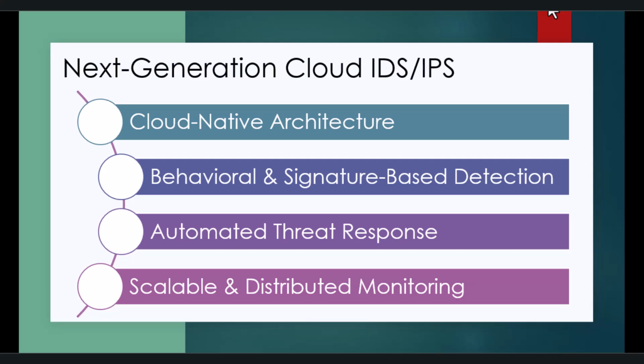Behavioral and signature-based detection. This uses both known attack signatures and behavioral analytics to detect anomalies. It employs machine learning to identify zero-day threats and insider attacks. Automated threat response, supporting real-time blocking, alerting, and remediation workflows. Next-gen cloud IPS can isolate compromised resources or trigger policy changes automatically. And scalable and distributed monitoring, monitoring traffic across virtual networks, containers, microservices, and serverless functions. And it scales horizontally to support multi-cloud and high-throughput environments.